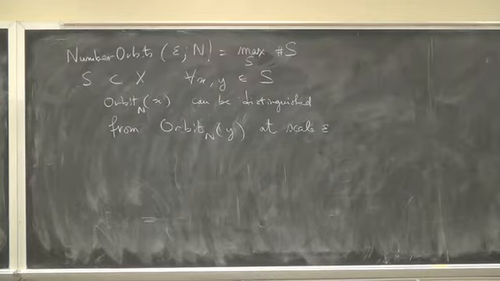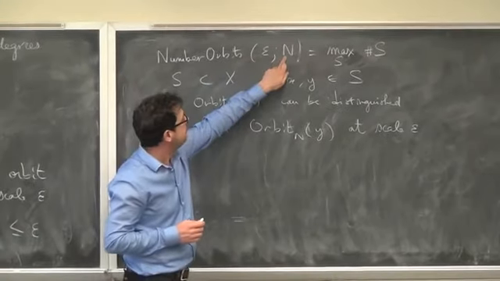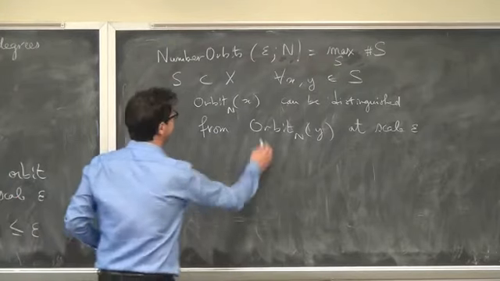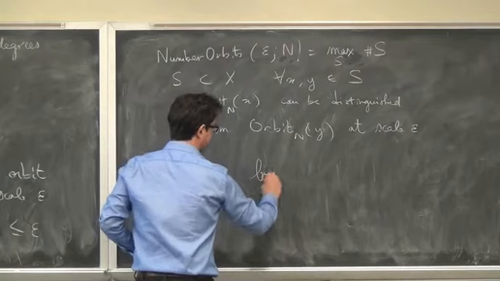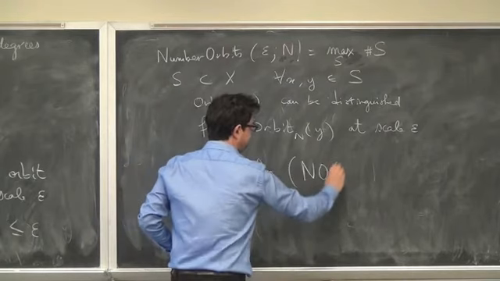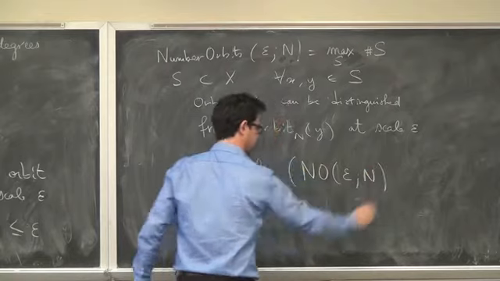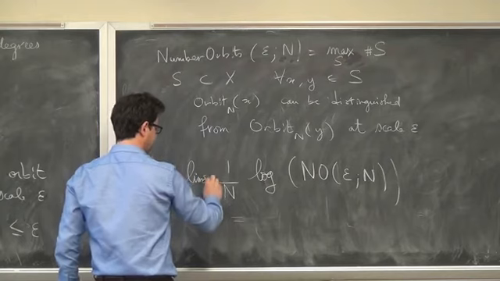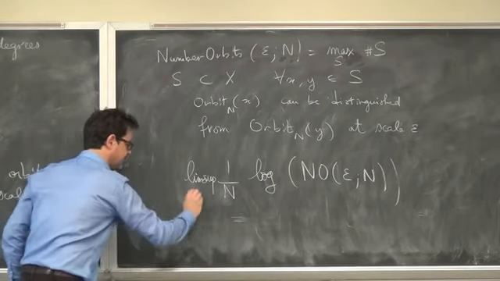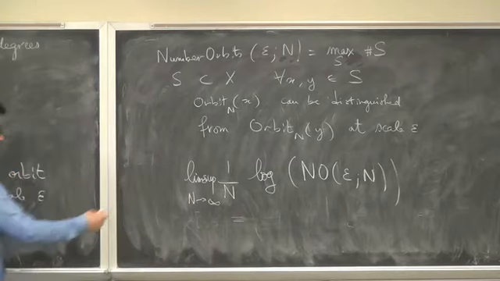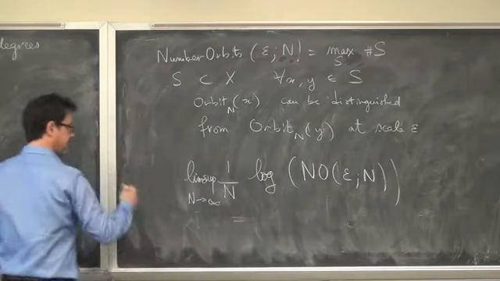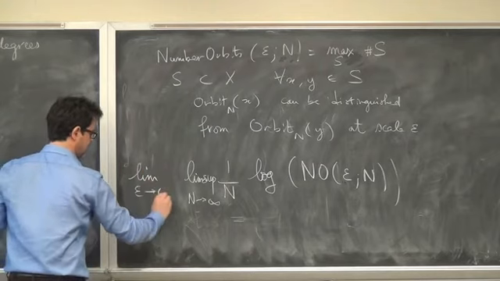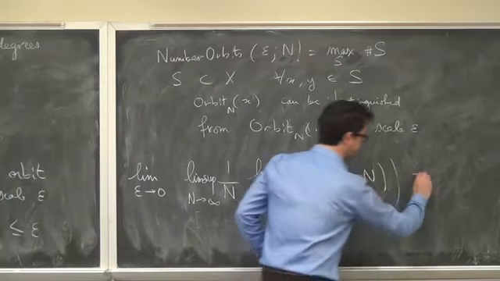And typically, this number grows exponentially fast when you let the time of observation go to infinity. So you take the exponential growth rate, the log of the number of orbits divided by n, and you take the sup when n goes to infinity, and then you let the precision epsilon be better and better, so the scale goes to 0. And that's what we call the topological entropy.